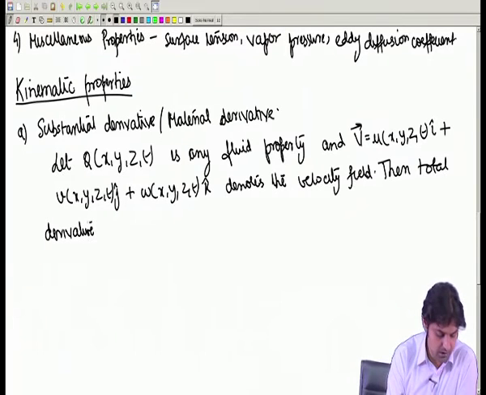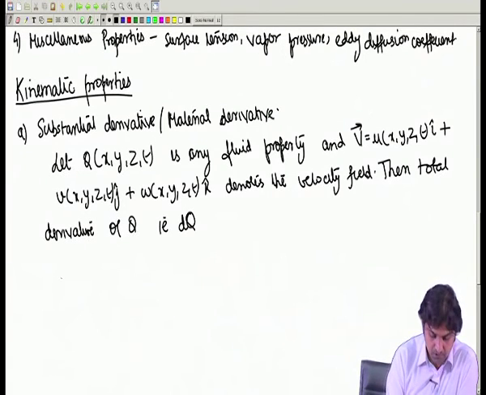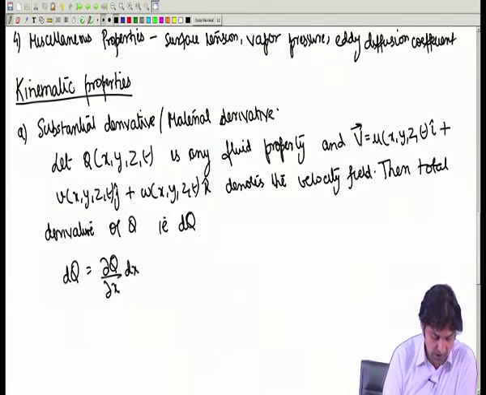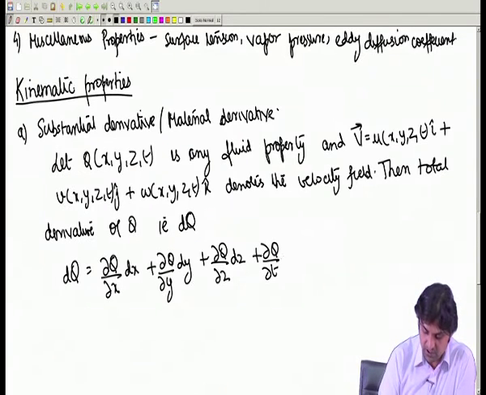the total derivative of Q, that is dQ, will be given as del Q by del x into dx, plus del Q by del y into dy, plus del Q by del z into dz, plus del Q by del t into dt.